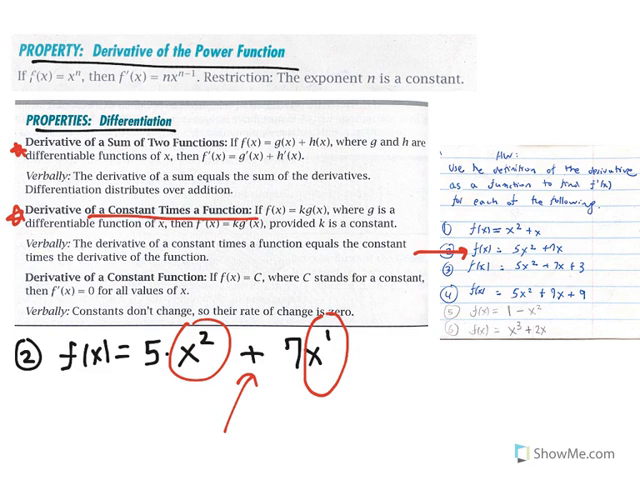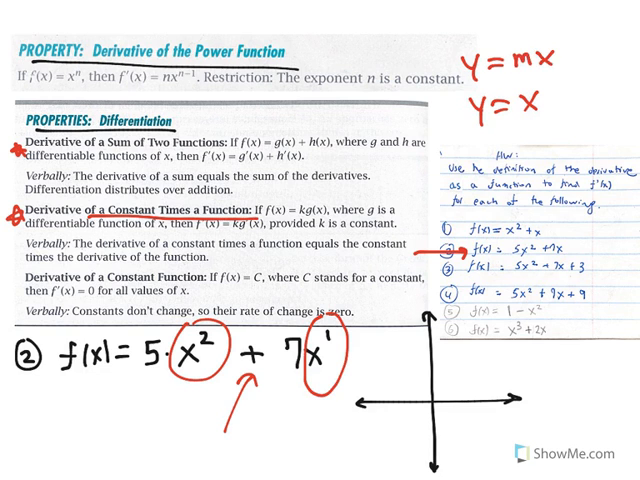You can actually see what the derivative of the function y is equal to x would be. If you look at the graph of the line y is equal to x in slope-intercept form, it has a slope of 1 and a y-intercept of 0. So the derivative of y is equal to x would be equal to 1.